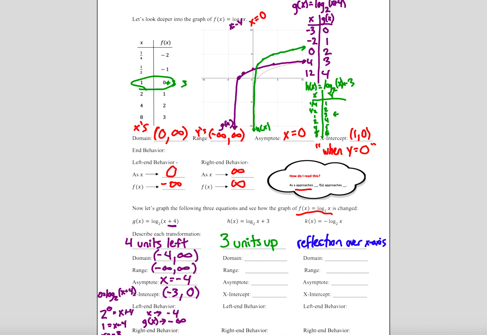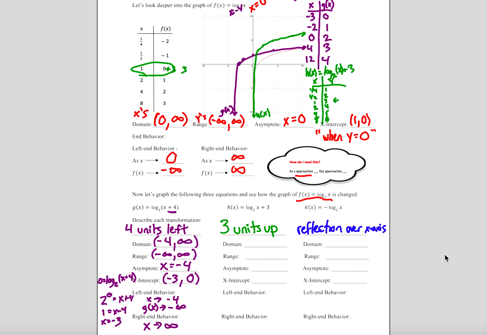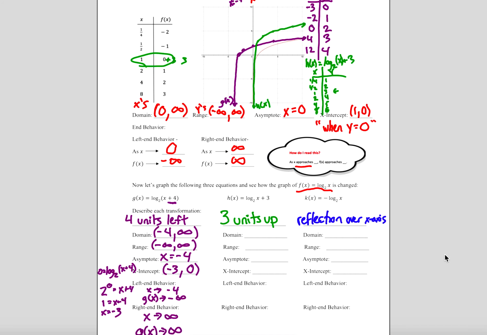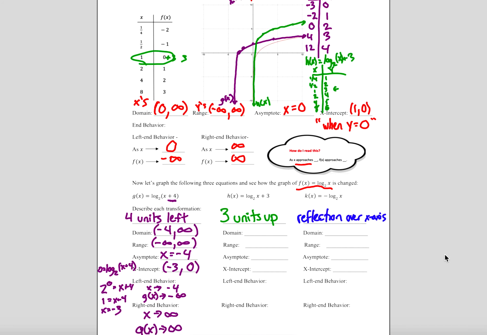Now let's talk about the domain and range looking at this. So the domain isn't changing. It didn't move left or right from the parent function. So that's just going to stay still. It's not crossing 0 for x. So it's still going from 0, and we don't include the 0 because it's not crossing 0, to infinity. The range, although it's moving up, the range isn't changing. It's still going to infinity and negative infinity.